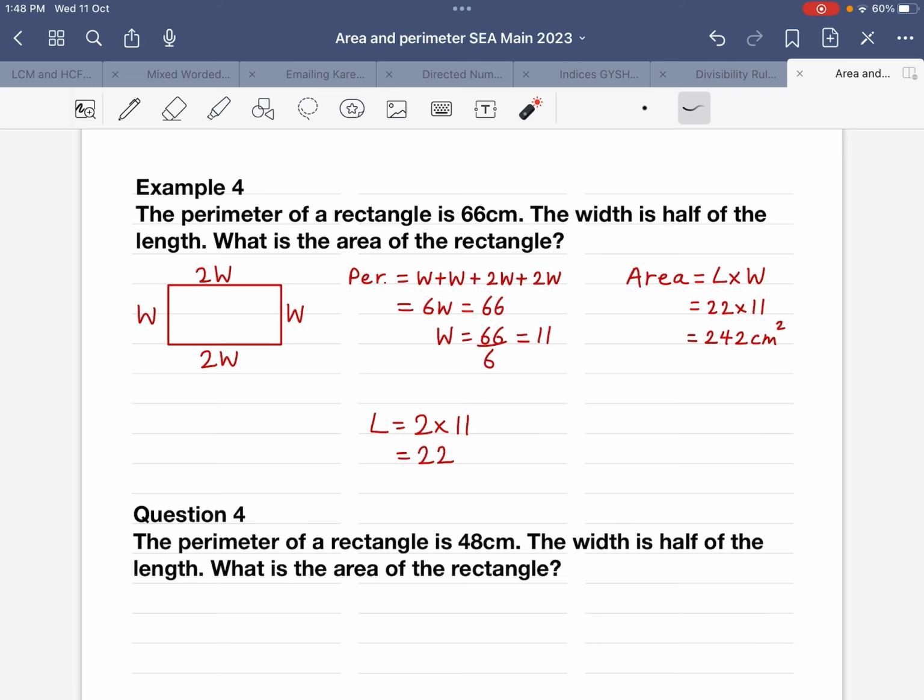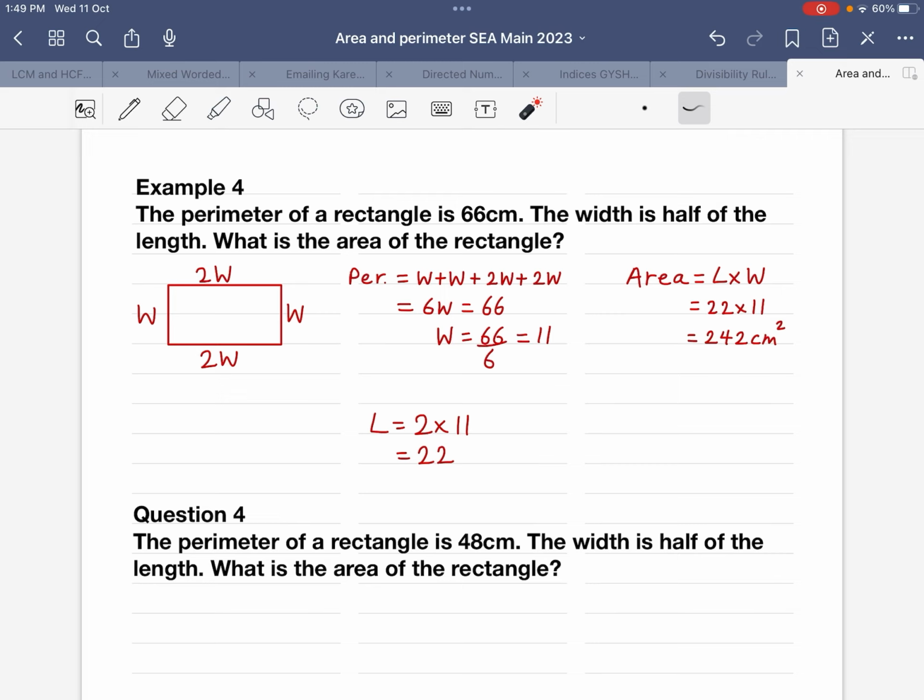Let's take a look at an example. The perimeter of a rectangle is 66 centimeters. The width is half of the length. What is the area of the rectangle? So that's a lot to digest.